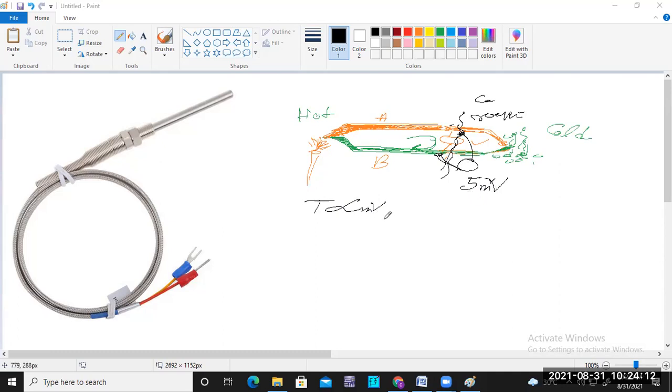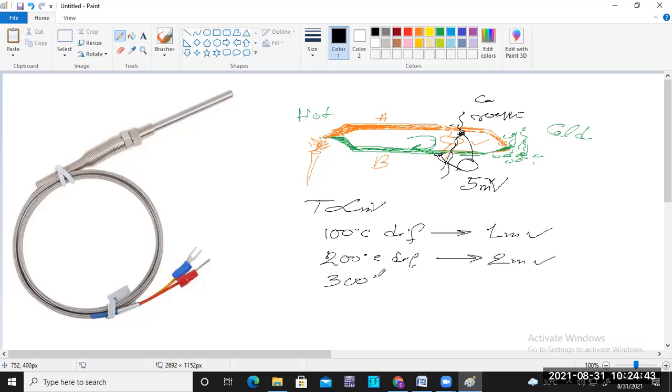So if we can measure this voltage across this area, then we can also measure the temperature, because our voltage scale will be calibrated into a temperature scale. Say if you provide a 100-degree centigrade difference, then it produces 1 millivolt. If you produce a 200-degree centigrade difference, then it produces 2 millivolts. If there is a 300-degree centigrade difference, then it will produce 3 millivolts. So in this way you can make a scale.